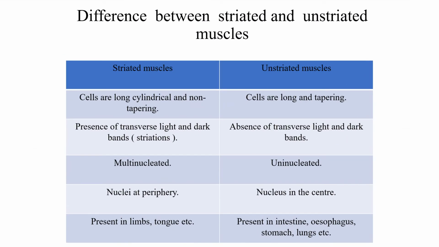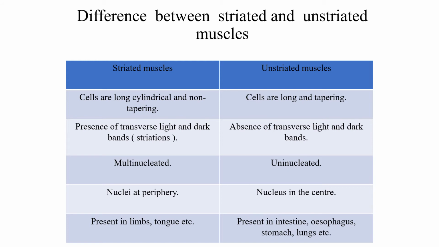Differences between striated and unstriated muscles or smooth muscles. Striated muscles are long, cylindrical and non-tapering. Unstriated or smooth muscles are long and tapering. Then striated, from the term itself we can understand light and dark bands are found. Here no bands, or we can say absence of bands. Then striated, multinucleated. Unstriated or smooth muscle, only one nucleus or single nucleus or uninucleated.